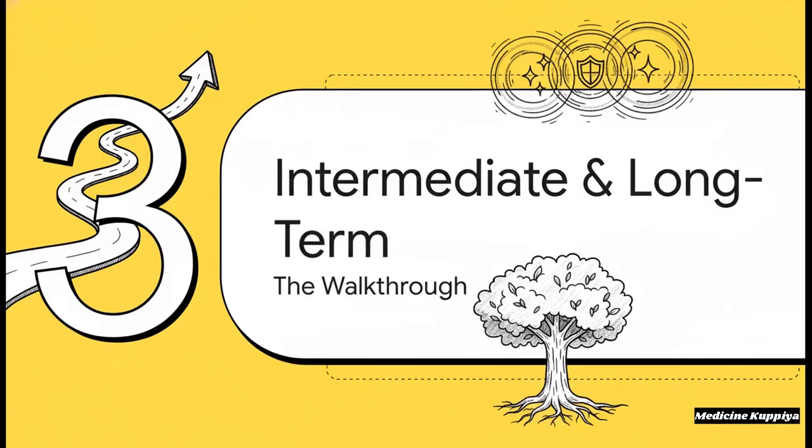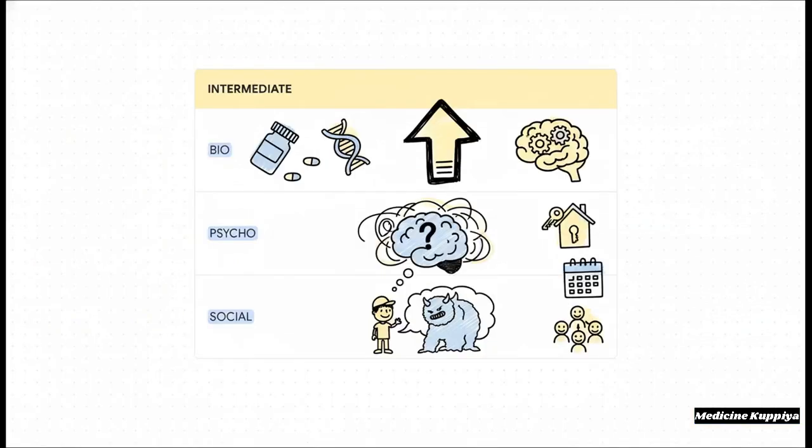Great. So we've managed the initial crisis. Now what's next? How does the plan evolve? Let's move on to the next 2 phases of care. This is all about stabilization, recovery, and making sure it lasts. So here we are in the intermediate phase, the second column of our grid. The patient is a bit more stable now, so our focus starts to shift. Biologically, we're really fine-tuning the medication. Psychologically, we're diving deep into the core therapy for OCD. And socially, we're starting to plan for their life outside the hospital walls.